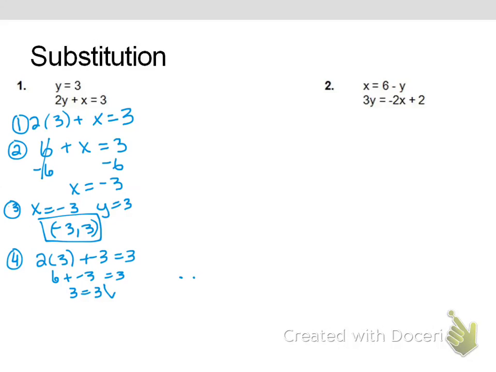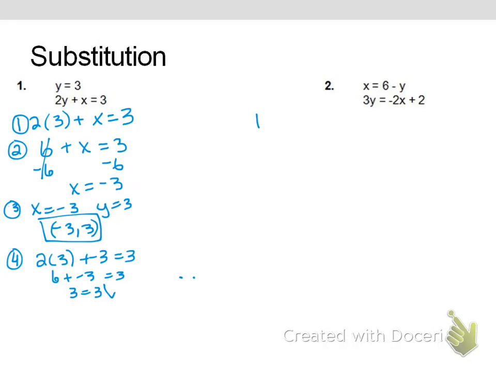Now let's talk about negative 3, 3. If I graphed these two lines, where would they intersect? Negative 3, 3. So it shouldn't matter which method I use to solve it. The answer would always be negative 3, 3.